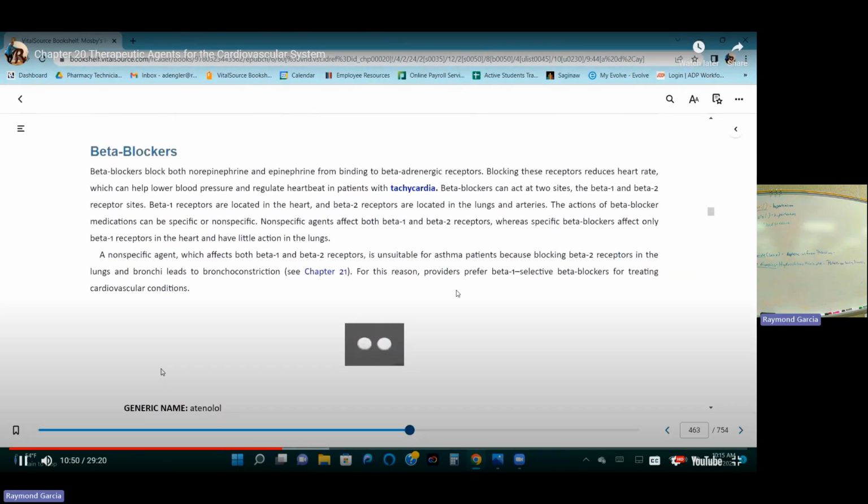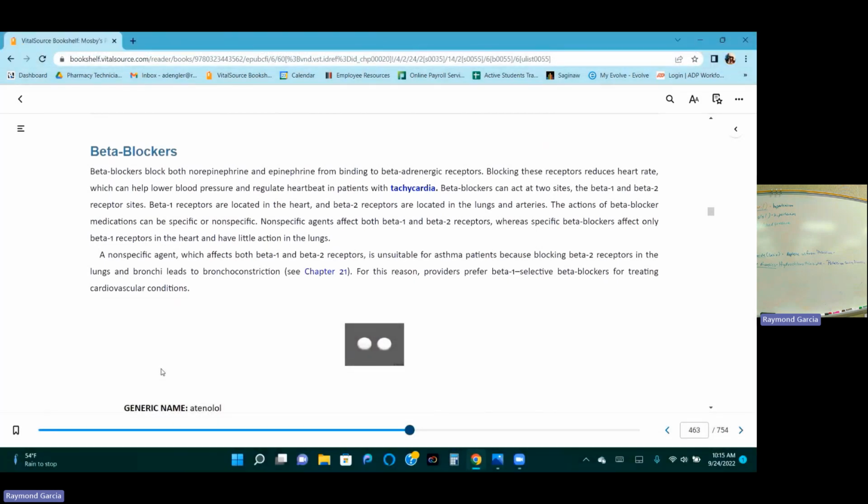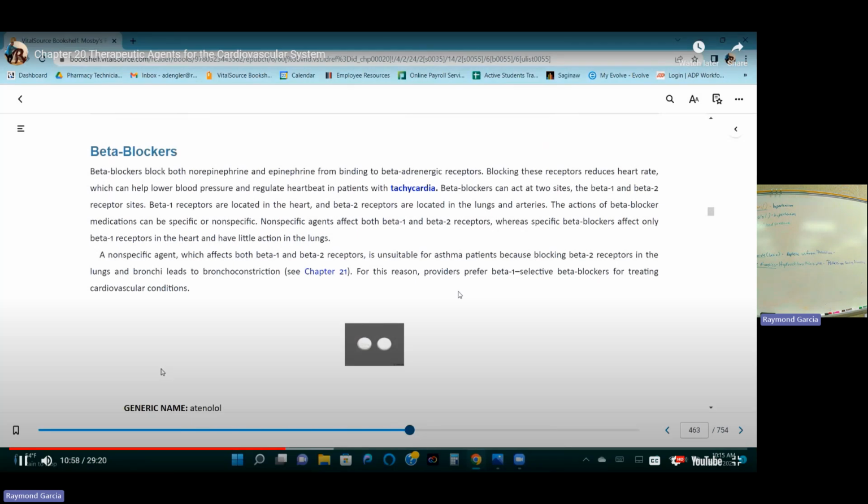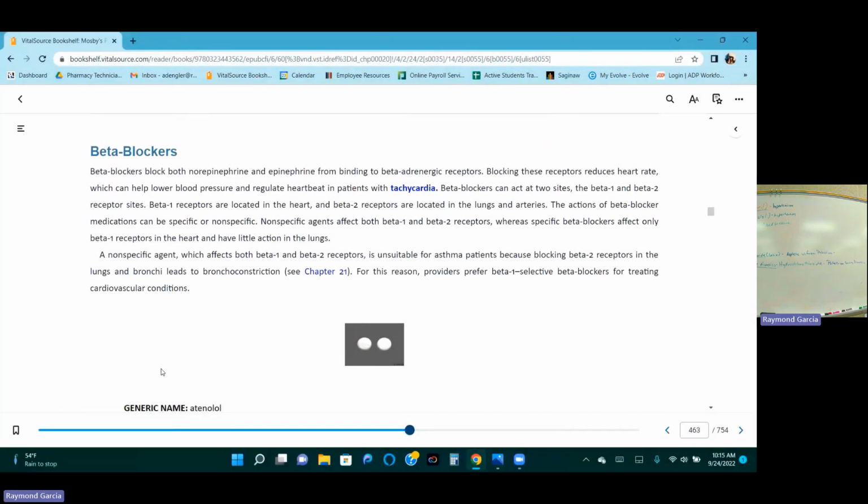Beta blockers block both norepinephrine and epinephrine from binding to beta adrenergic receptors. Blocking these receptors reduces heart rate, which can help lower blood pressure and regulate heartbeat in patients with tachycardia. Okay, so what is tachycardia? Fast heartbeat. So this aids in tachycardia. That is beta blockers, and they end in olol.